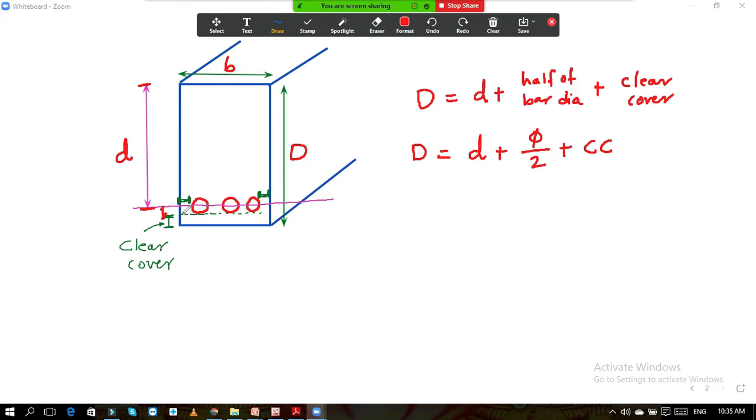So this is the concept of effective depth. Now what I want to tell you is about that strain diagram which we have drawn.